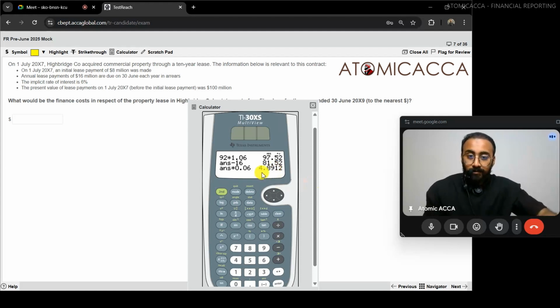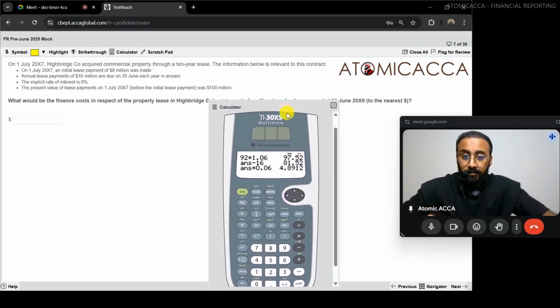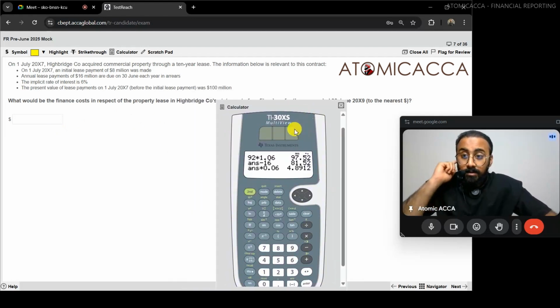That will be equal to 4.8912. Now that is the answer. So finance cost we got 4.8912. We need to write it to the nearest dollar, so I didn't take the full figure. So how will this be now? Is it 4,000 or 4 million?